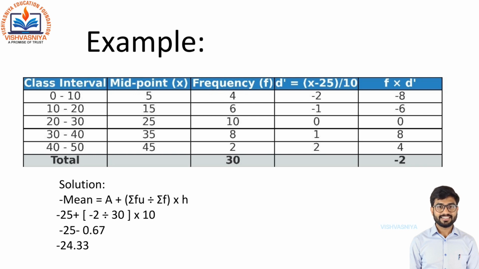Adding them all, summation of frequency into step deviation is minus 2. Now substitute mean equals 25 plus minus 2 divided by 30 multiplied by 10. This is equal to 25 minus 0.67, which again gives 24.33.